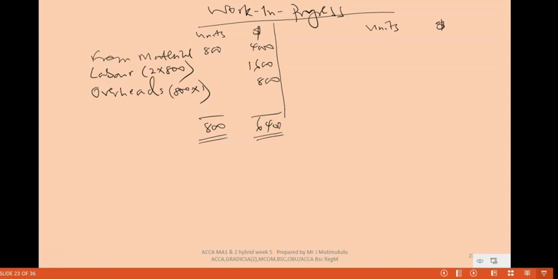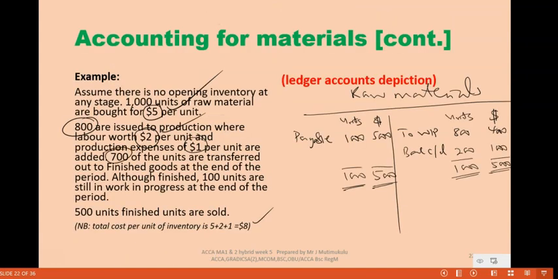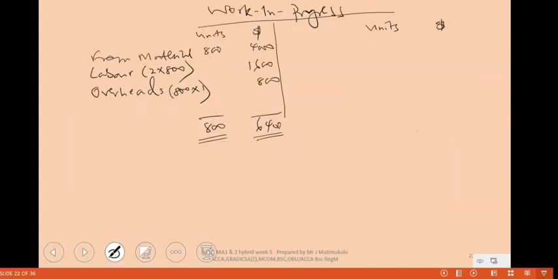But if we are told by the examiner that we have transferred some of the items to customers, then it means that the balance of work in progress would be lower. So in this case, we are told by the examiner that 700 of the units are transferred out, which means they were completed. So this is a transfer to finished goods. We are told that 700 of the items were transferred.